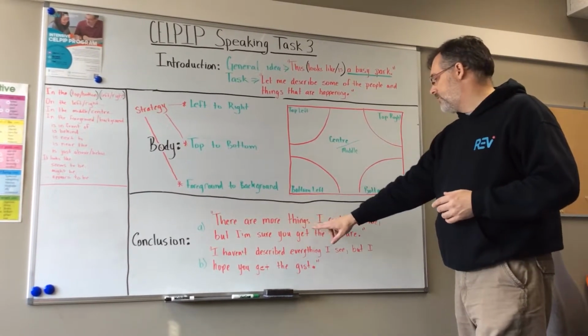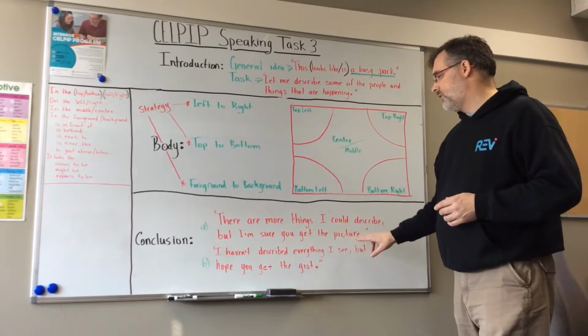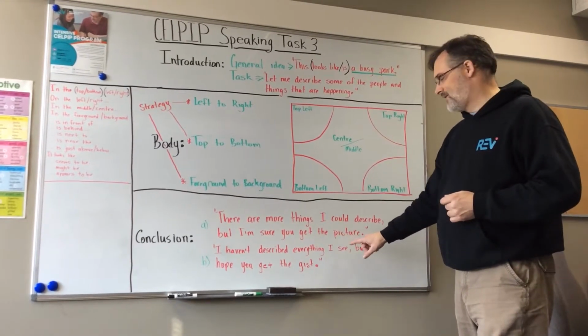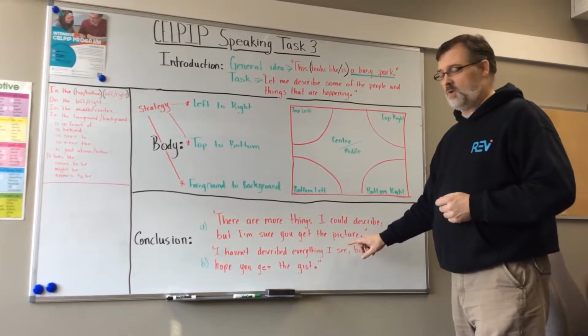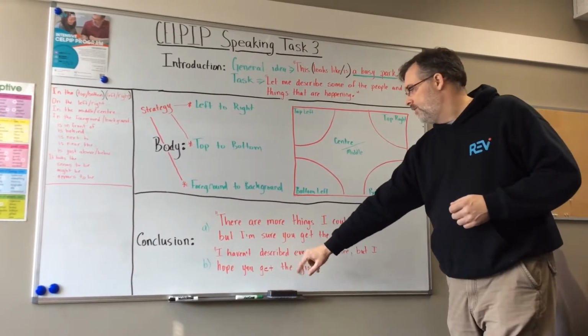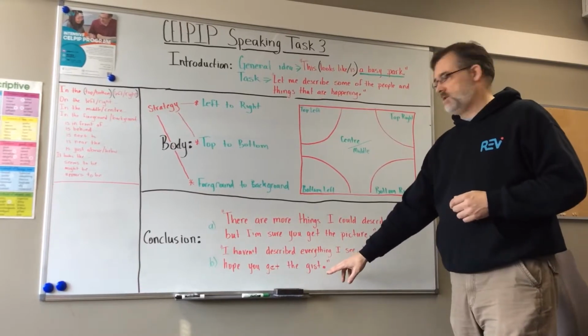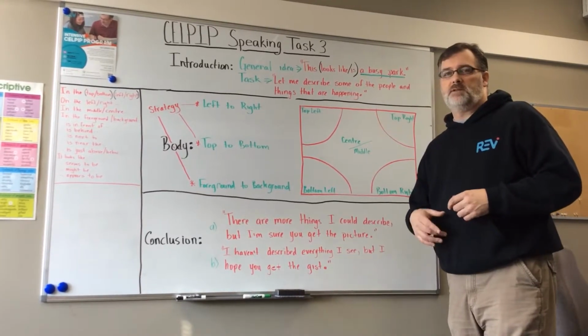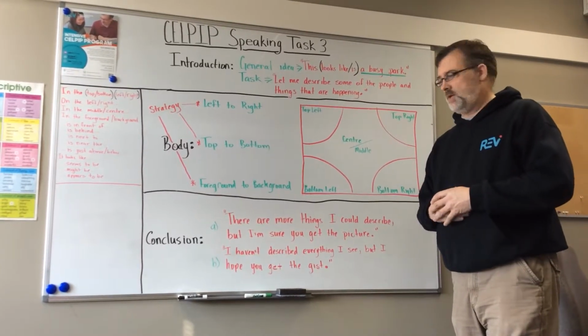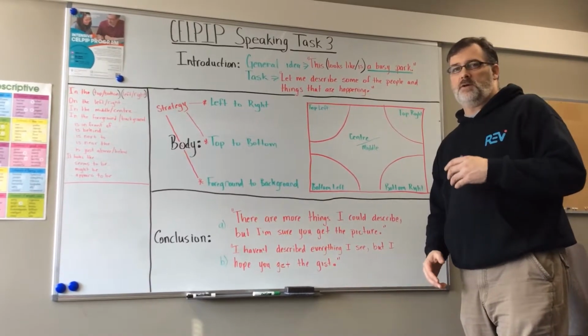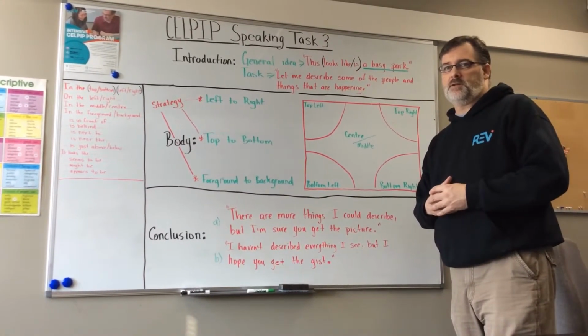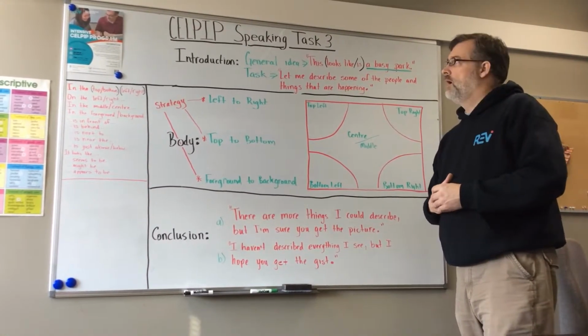A, there are more things I could describe, but I'm sure you get the picture. And that's a little bit of a play on words with the word picture. And then B, I haven't described everything I see, but I hope you get the gist. And gist means the general idea about something. And this is a word that we're going to use in later CELPIP videos about the test.